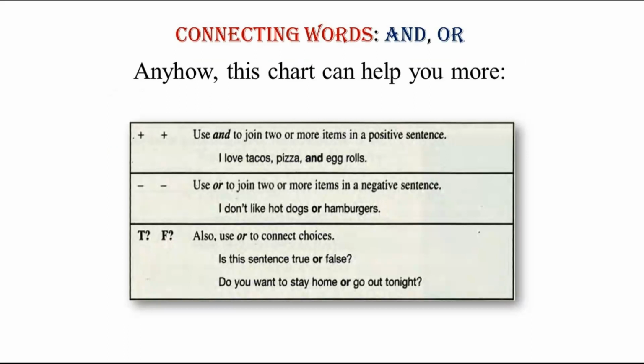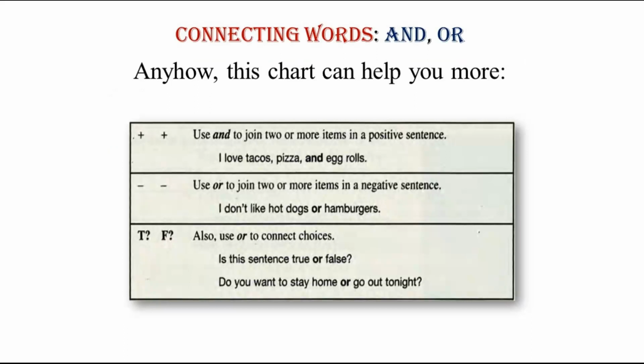Okay, this chart, for those who want to read the slides only and will not be participating in our meetings. Use and to join two or more items in a positive sentence. I love tacos, pizza, and egg rolls. Or, as we said before, we use or to join two items in a negative sentence. I do not like hot dogs or hamburgers. Also use or to connect choices or alternatives.